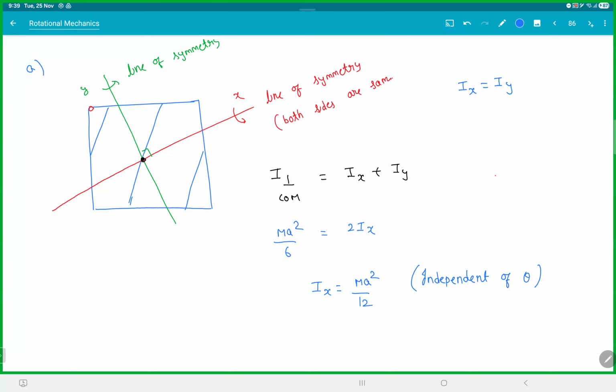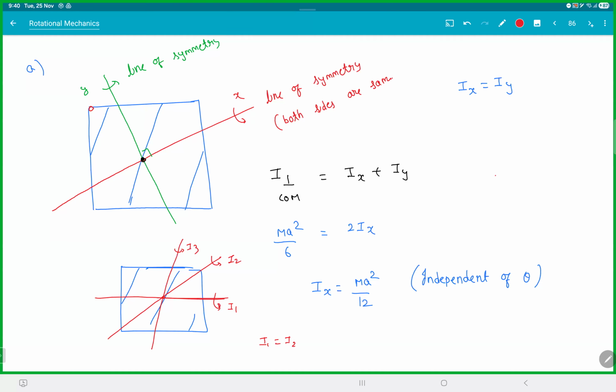Is that clear, everyone? That's a pretty good result to remember. So if you take a square plate, if you say it is passing like this, I1, if you are passing like this, the diagonal, I2, you're passing at a random angle, I3, it doesn't matter, all are same. I1 is equal to I2 is equal to I3. This does not work for a rectangular plate. For a square plate it works.